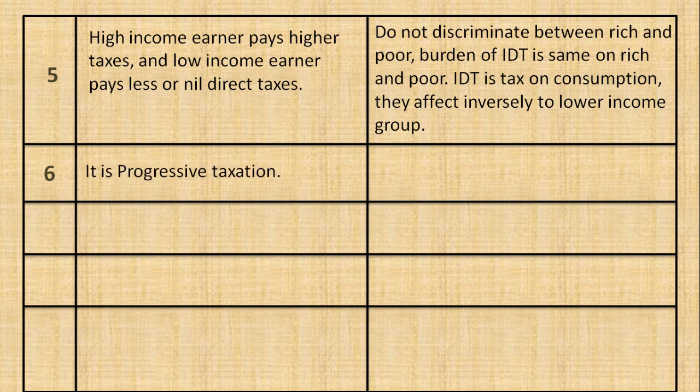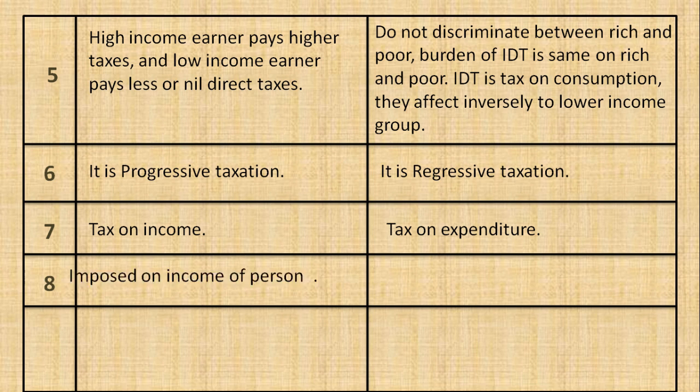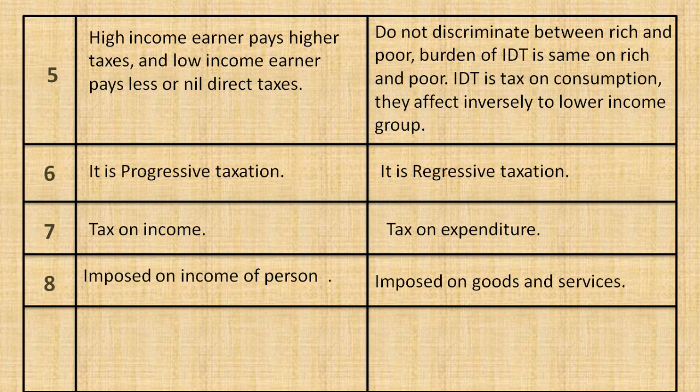6th point. Direct tax is progressive in nature. The rate of tax increases with an increase in income, whereas indirect tax is regressive in taxation, meaning it remains the same. 7th point. It is a tax on income, whereas it is a tax on expenditure. Next point, 8th point. It is imposed on the income of a person, whereas it is imposed on goods and services.